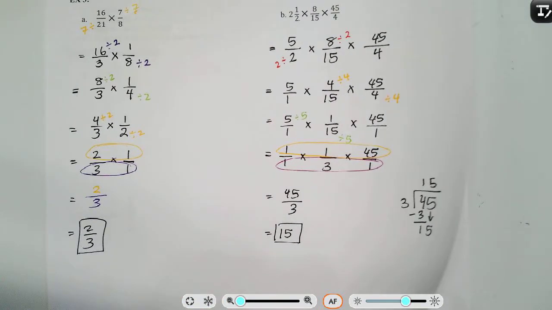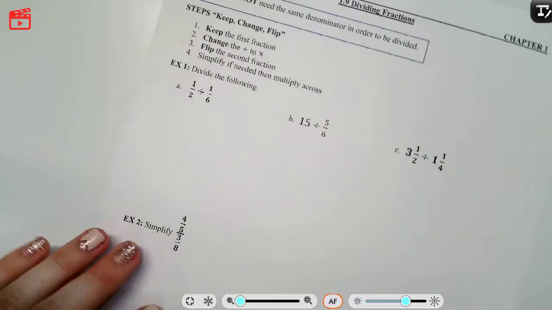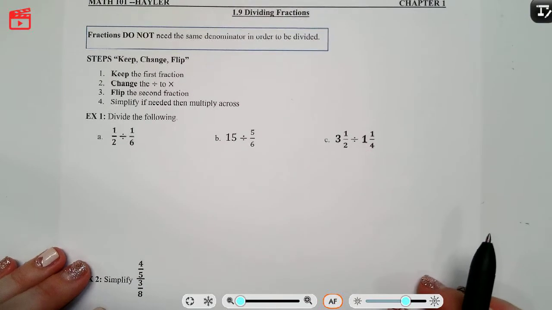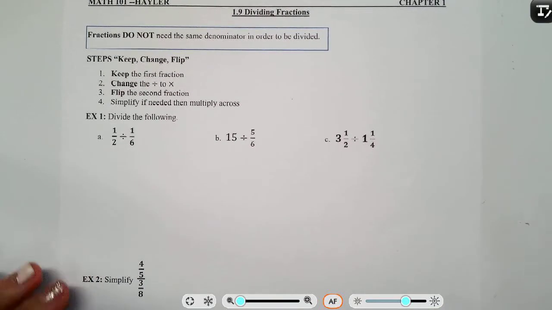Oh my goodness, is this the last page for chapter 1? I believe it is. All right. 1.9, dividing fractions. Okay, so we've done addition, we've done subtraction, and we've done multiplication. So now we're doing the last one, dividing fractions.